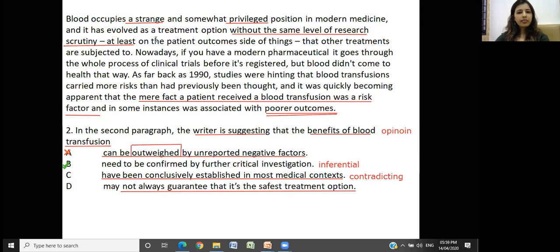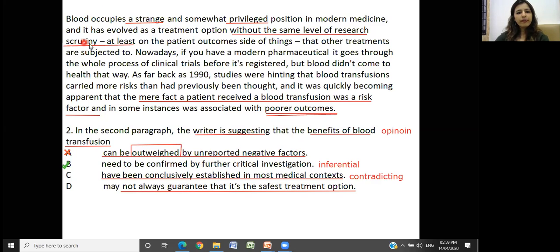Okay? That there hasn't been enough research, and we need more research to clearly say whether blood transfusion has risks or whether the benefits of blood transfusion are more or the negative effects are more. Because he's not saying that there are no benefits, nor is he saying that the side effects are more or benefits are more. So it needs to be confirmed by further critical investigations.